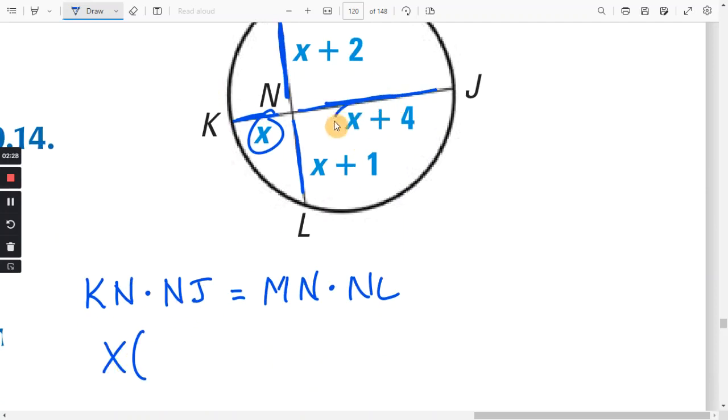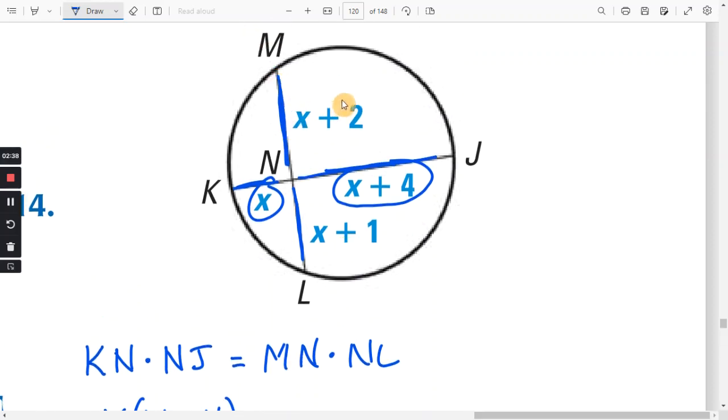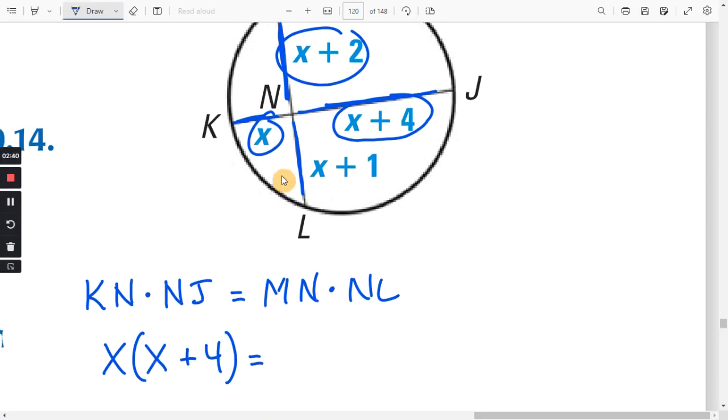Now we can plug in. KN is just X. NJ is X plus 4. Use parentheses because it's multiplied by the whole quantity. MN is this segment, that's X plus 2. Use parentheses. NL is this segment, that's X plus 1.